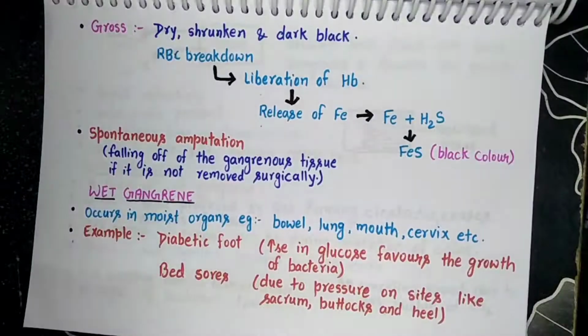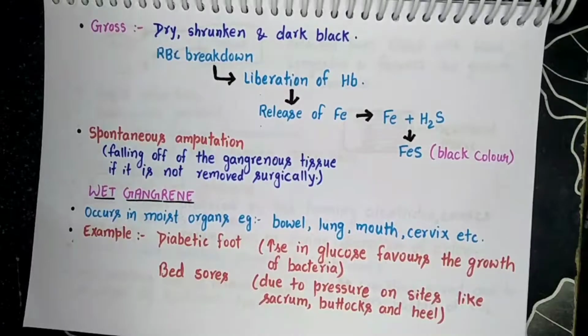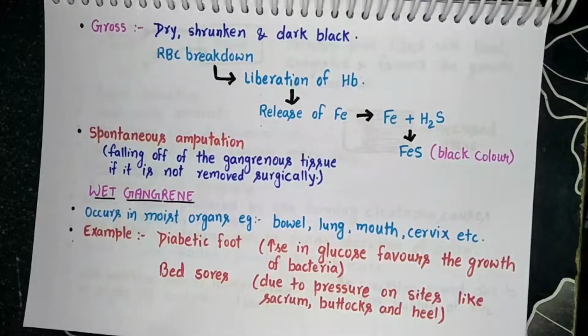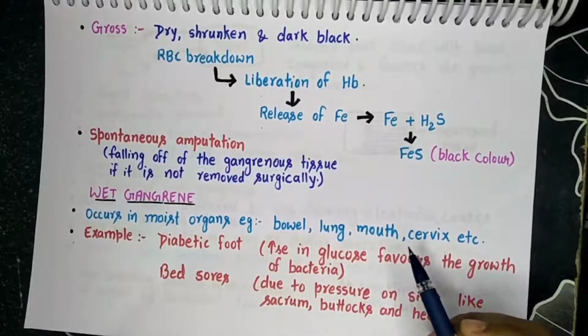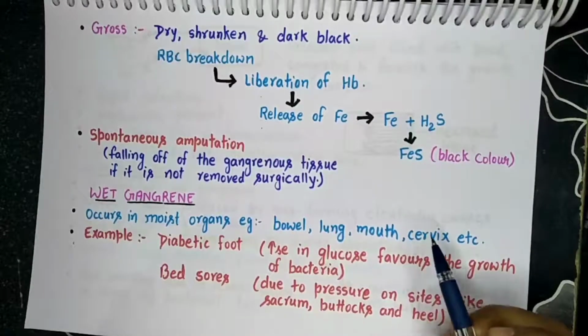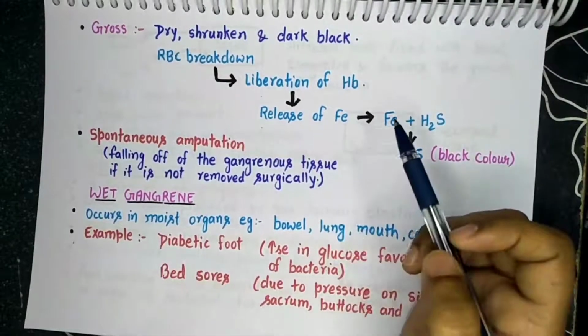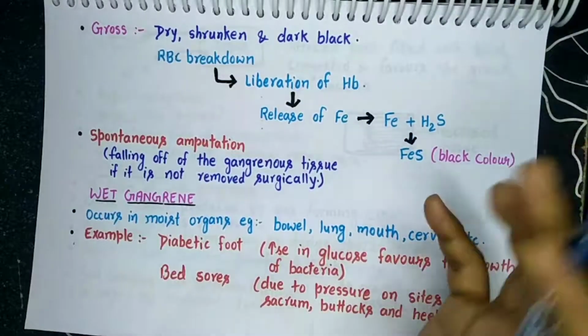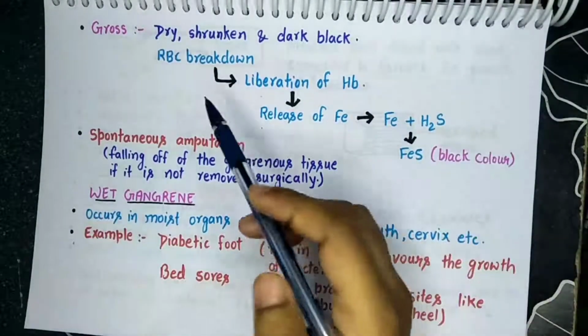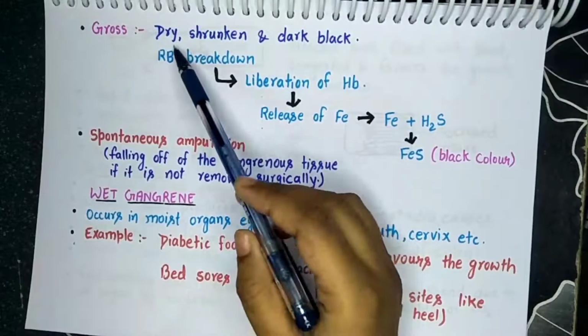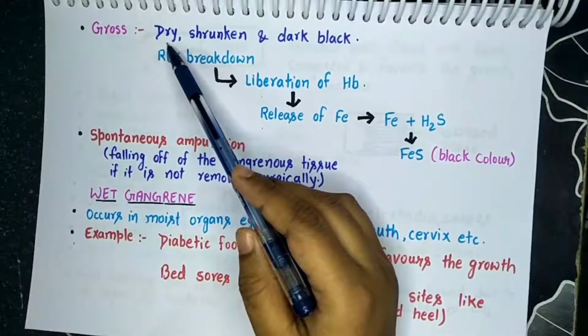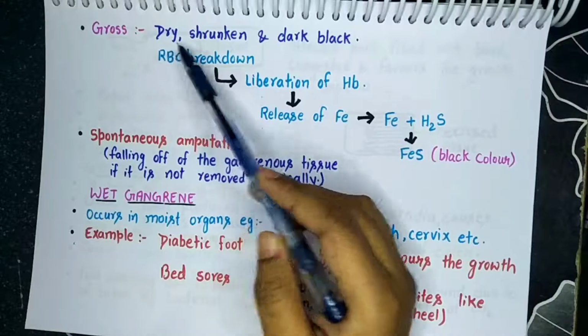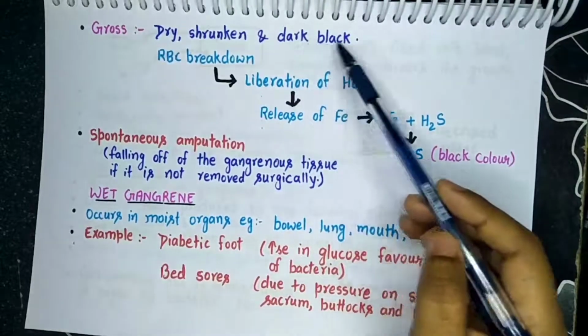Now come to the gross features of dry gangrene. What will be the gross feature of the tissue where dry gangrene has taken place? Gross features means what we see with our naked eyes, that is without the microscope. So what will we see in the tissue? The tissue of dry gangrene will be dry, shrunken and dark black in color.